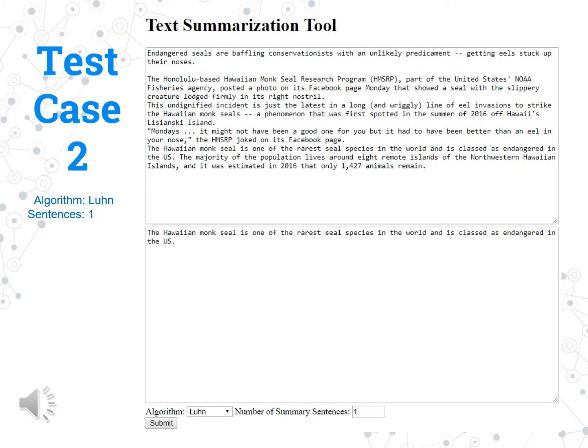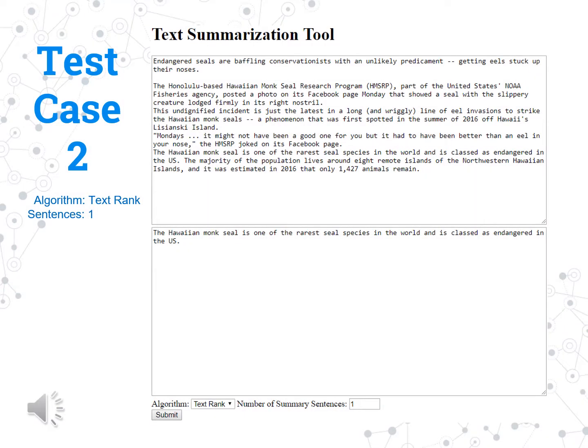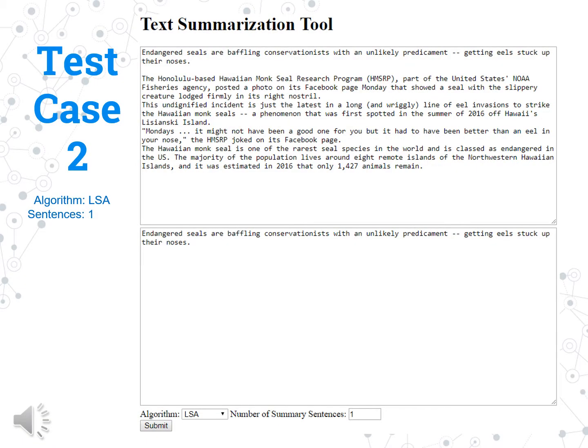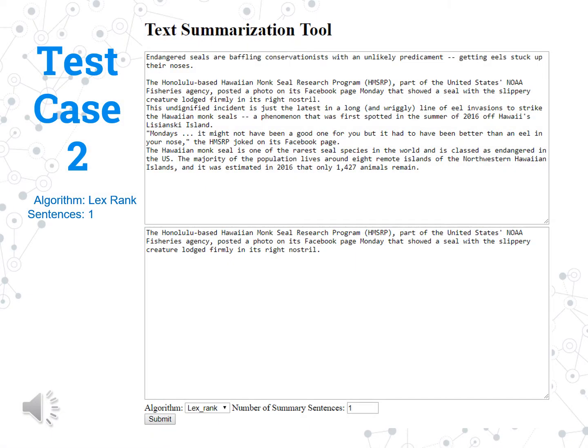Another test case is to generate only one sentence. Let's check the Luhn algorithm result on this slide. So here is the TextRank algorithm result for only one sentence. This is the latent semantic analysis (LSA) test result for one sentence. And here is the LexRank test result.